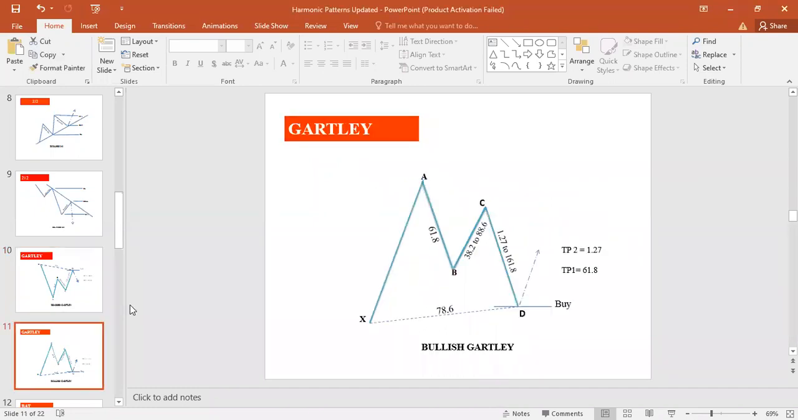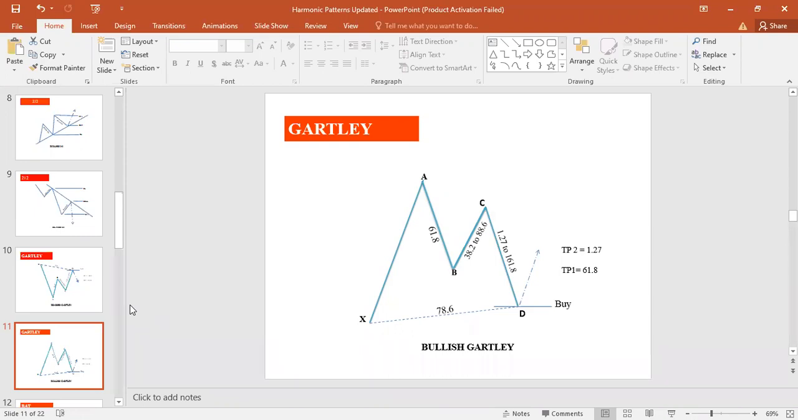It's just the reverse. X to A free, 61.8% from A to B is the retracement of X to A. When you draw your Fibonacci from X to A, that's what it's saying. If I take my Fibonacci tool and draw from X to A, B should come down to 61.8% of X to A. Listen carefully. If I draw my Fibonacci from X to A to get the B retracement, you can see that B came down 61.8.